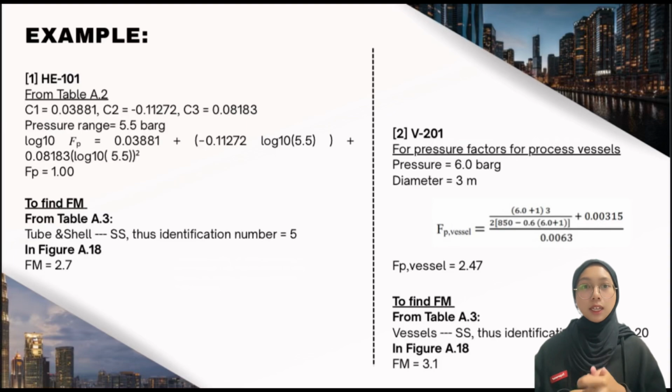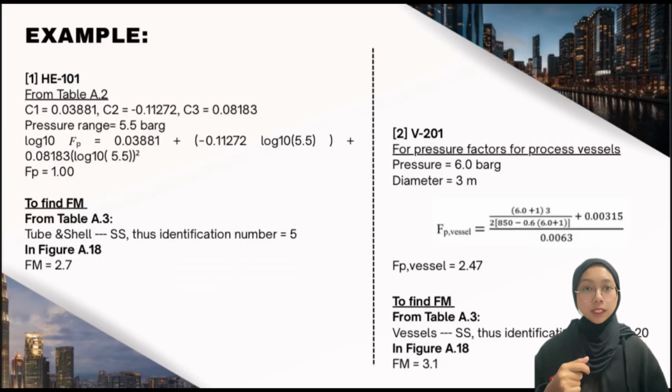Okay, next example is for V201 for pressure factor. We get the pressure is 6 bar. Diameter is 3 meter. So we use the first formula, and then we can get the answer, which is 2.47.